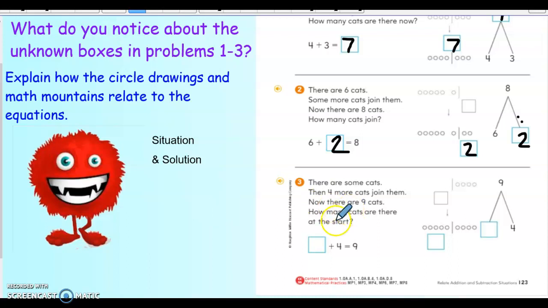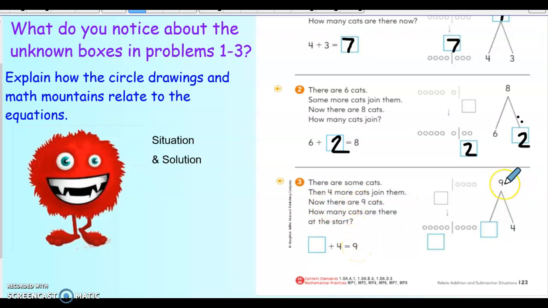Okay, let's check out our equation. There are some cats. Yep, we don't know what some is, so that's why we're starting with our unknown box. 4 more cats join. Sounds like adding. Yep, adding how many? 4 equals, okay, there's that special clue when it says now there are, that means the total. Now there are 9 cats. I can see that here.